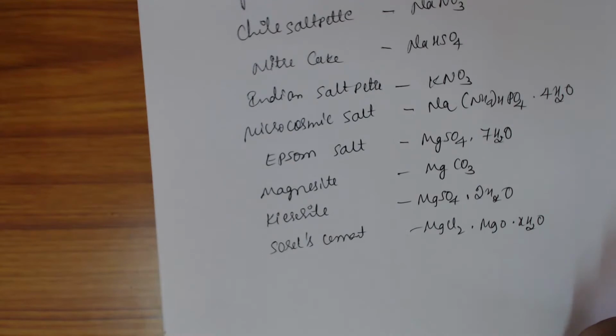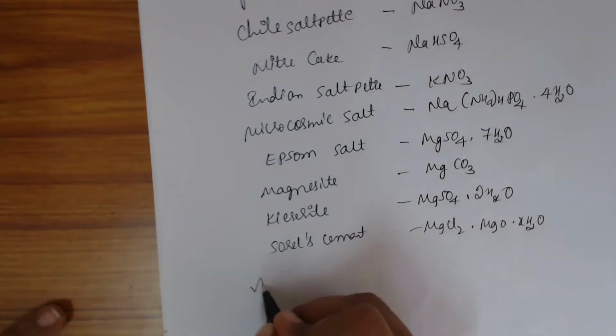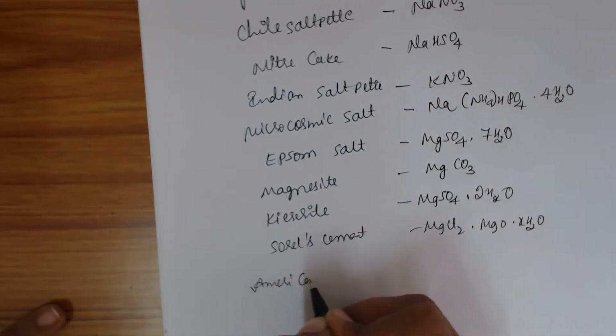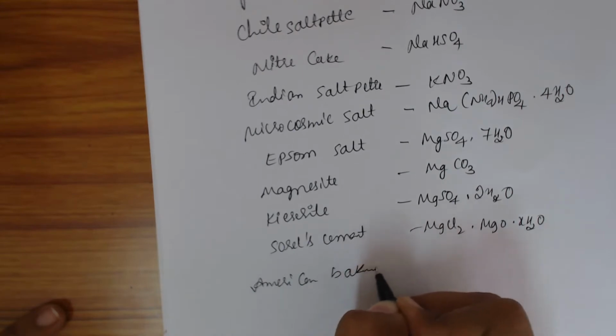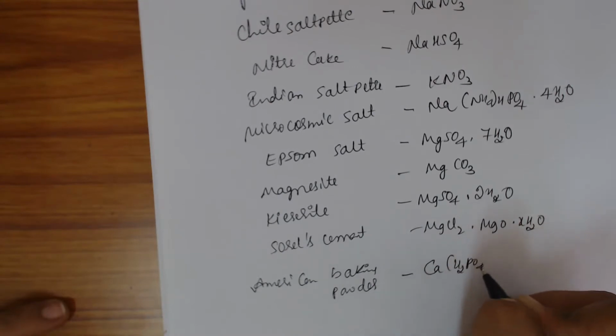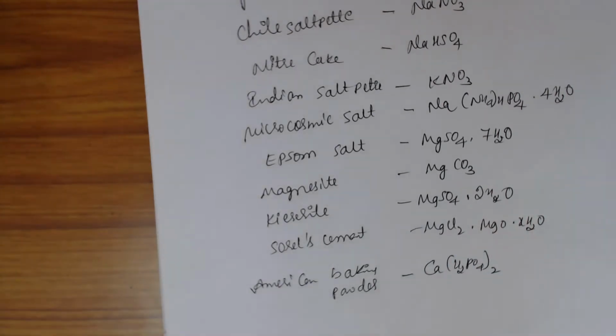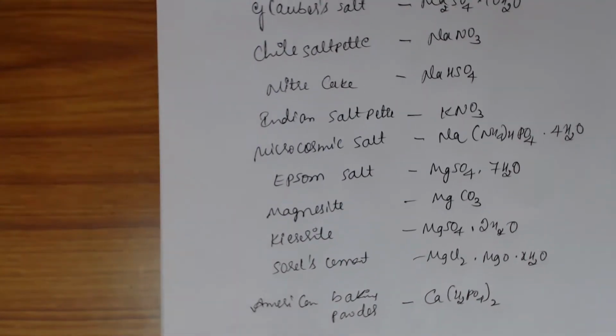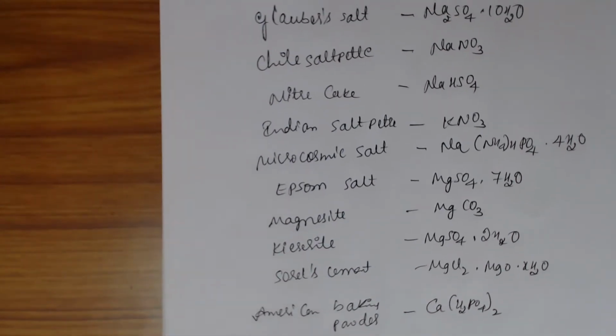Next, American baking powder, that is Ca(H2PO4)2. So these are all the important salts, or common salts, that you are going to learn in this chapter. This is all about the synopsis of the s-block. In the next class we will discuss the p-block. Thank you.